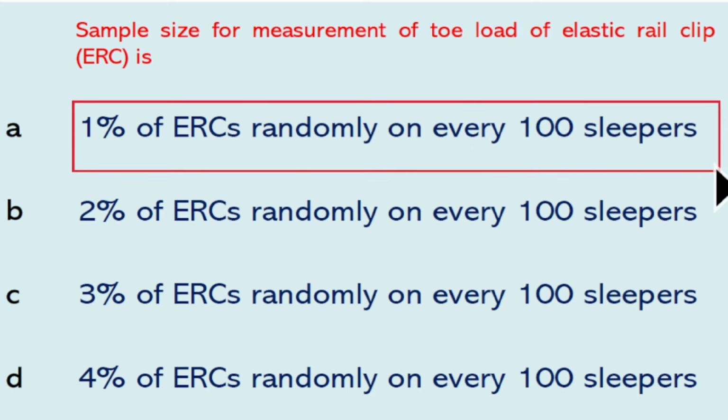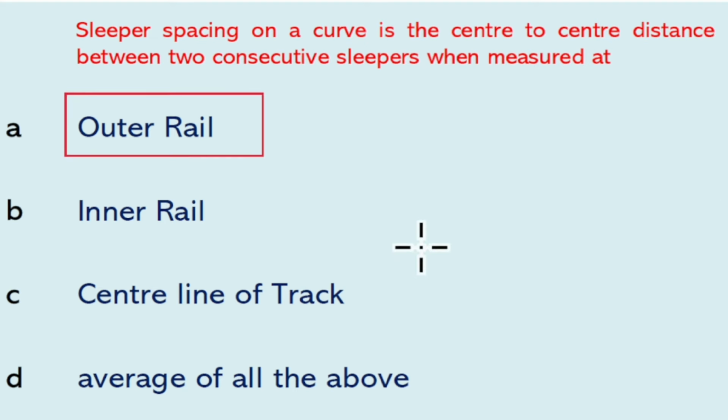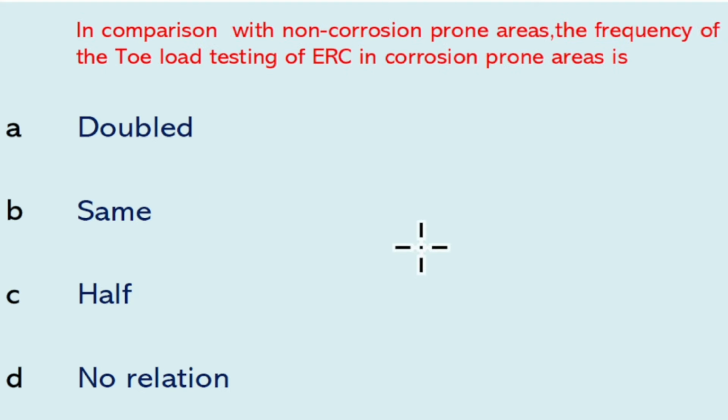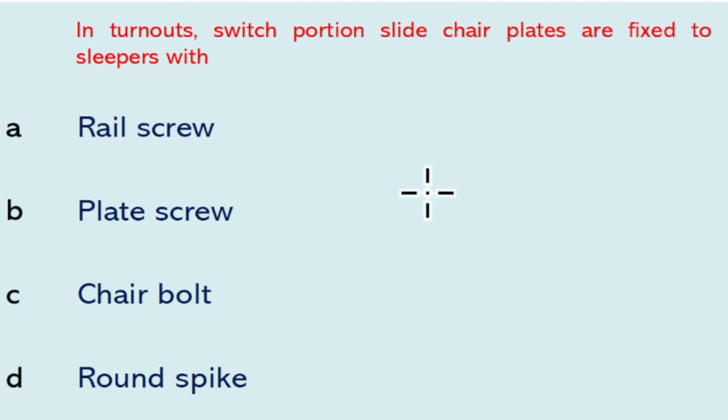on every 100 sleepers. Sleeper spacing on a curve is the center to center distance between two consecutive sleepers when measured at the outer rail. In comparison with non-corrosion prone area, the frequency of toe load testing of ERC in corrosion prone area is doubled. Laying tolerance of sleeper spacing is plus minus 20 millimeter.